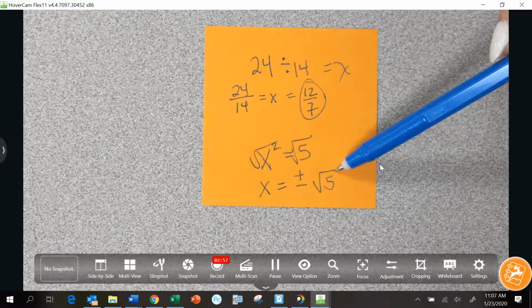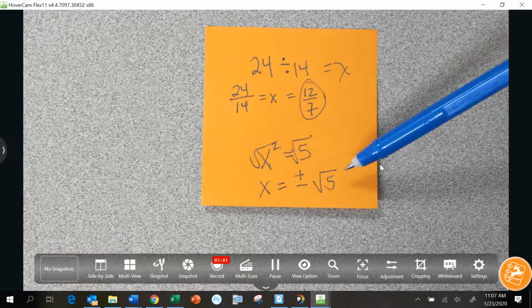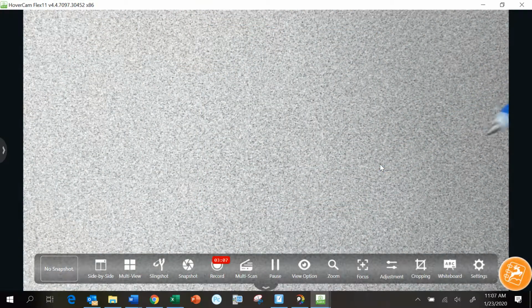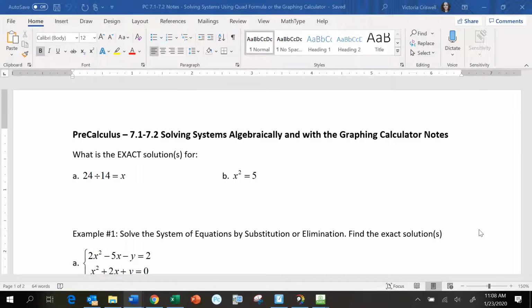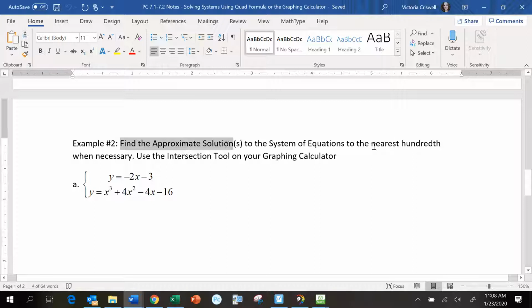So there's a couple of questions in your review that say exact solution. And then there are some that say use your graphing calculator. So here's a few examples. It says find the approximate solution, to the hundredth. How many decimal places? It's hundredth. Did you hear me try to say 2? I wanted to say it really bad. 2 decimal places.